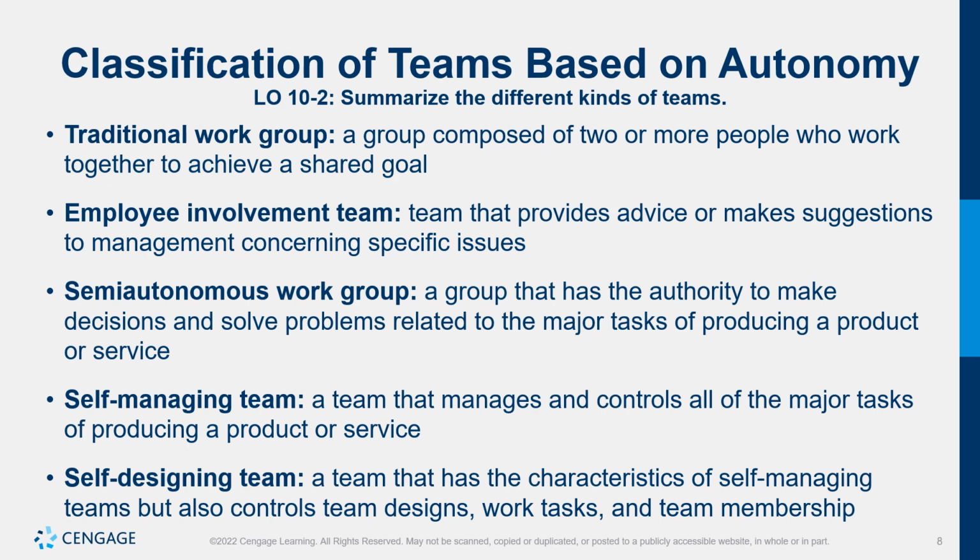The amount of autonomy possessed by a team is the key difference among teams. Autonomy is the degree to which workers have the discretion, freedom, and independence to decide how and when to accomplish their jobs. From the smallest amount of autonomy to the most autonomy, teams can be classified as follows. Traditional work groups: a group composed of two or more people who work together to achieve a shared goal. Employee involvement groups: a team that provides advice or makes suggestions to management concerning specific issues.